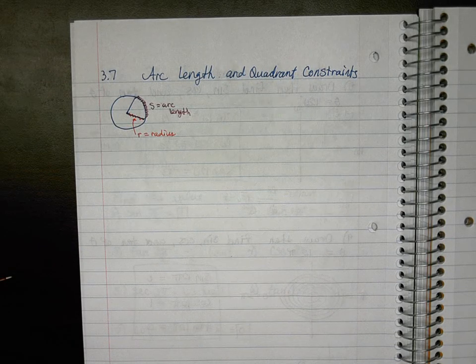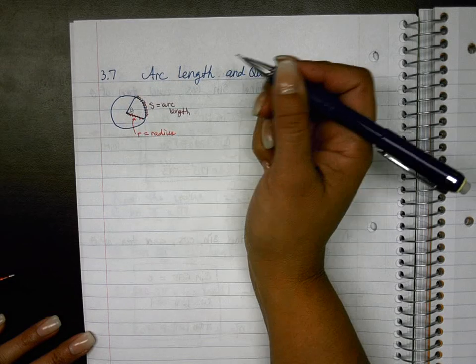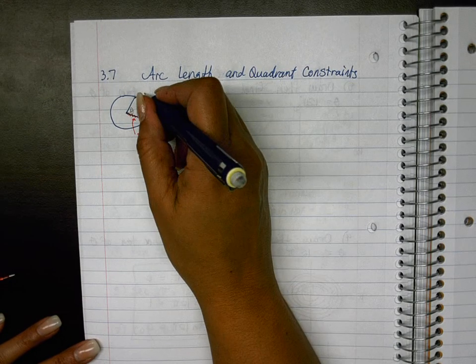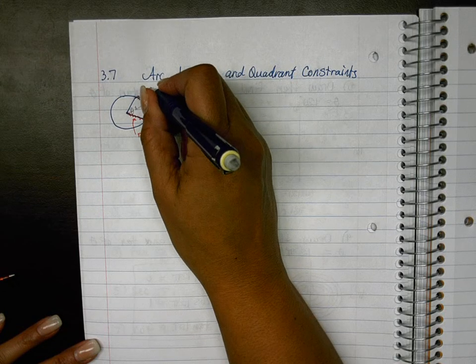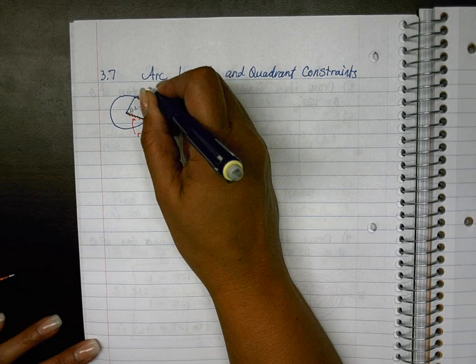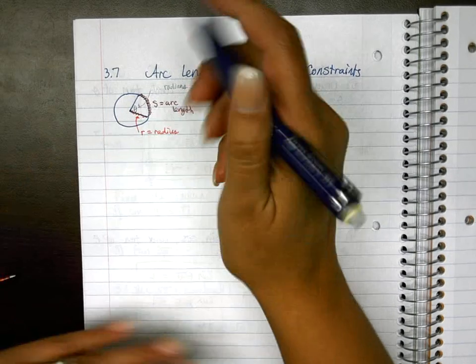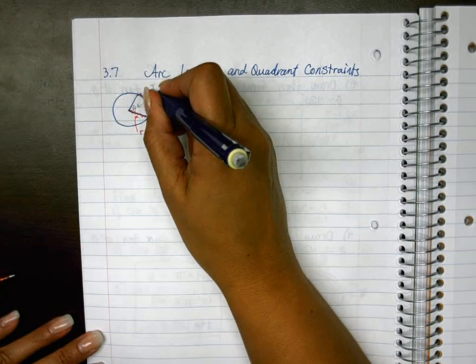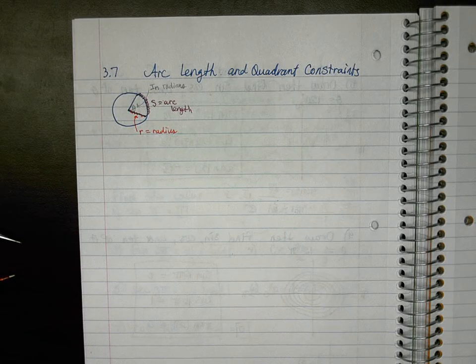And in here is the angle, and we're going to use theta. Now, it's important to recognize that it's always in radians. In this particular formula, it has to be in radians. The formula works when theta is in radians. If it's not, you have to convert it. All right.